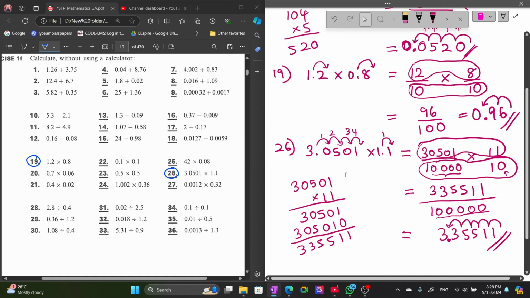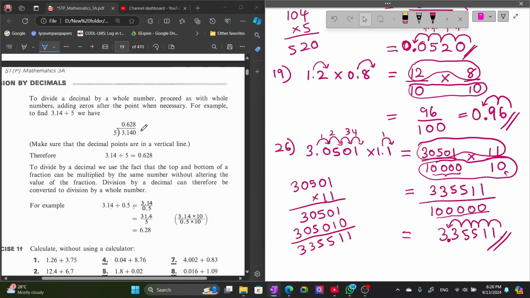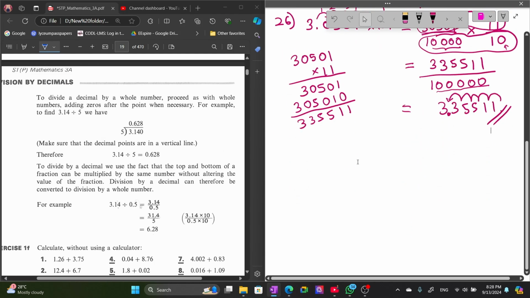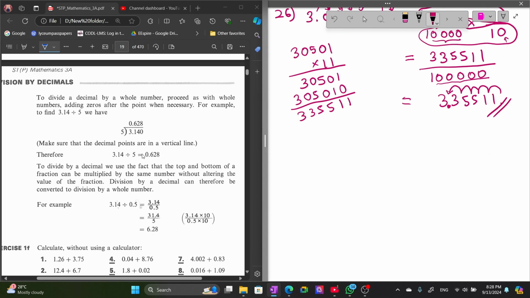Okay. I think you got what is happening with the multiplication of decimals. Then I'll go to the division by decimals part. So let's first do this example. This one is easy. I'll do this one first.